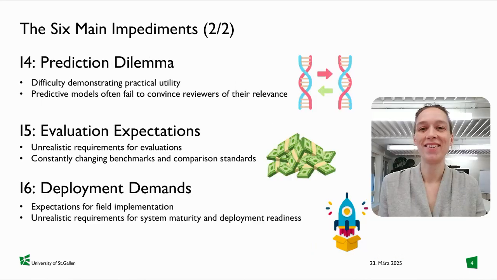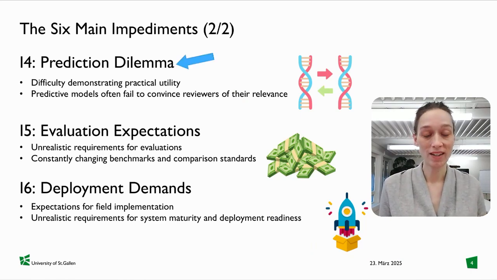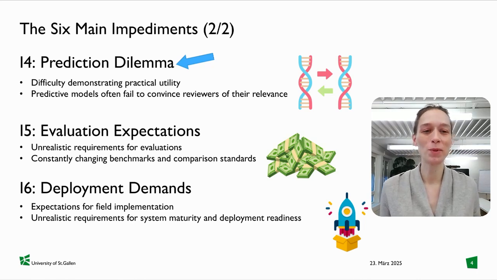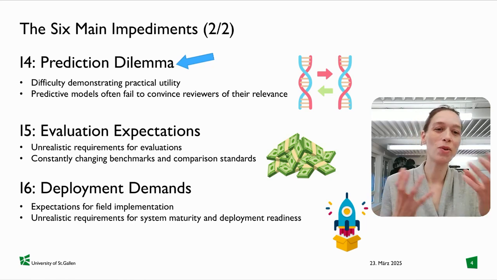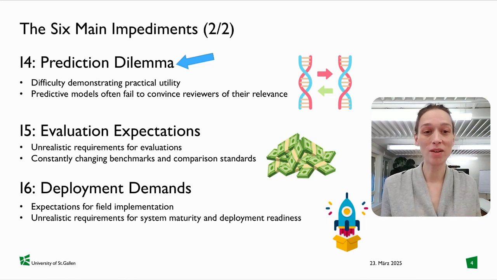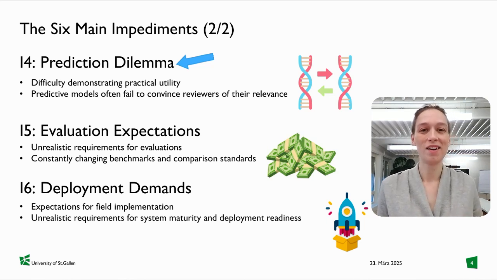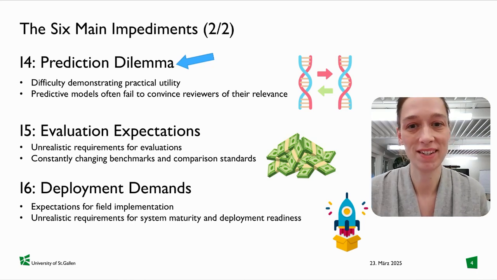Then problem number four. Sometimes with those AI models, it's hard to demonstrate the practical utility of the model. Sometimes the relevance is too small, so the contribution in the prediction is too small. So the reviewers would say, well, the old method without AI is only maybe 5% less accurate than your method. Is it justifiable to use the new method or not? Just because it's AI, it doesn't mean that it's better.